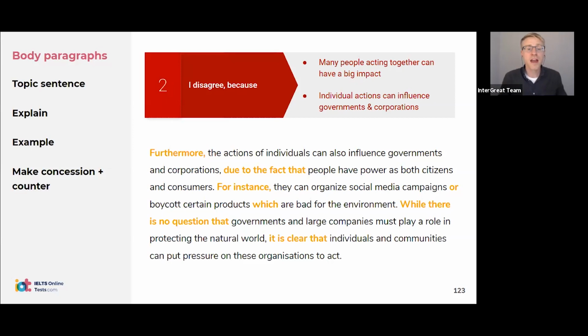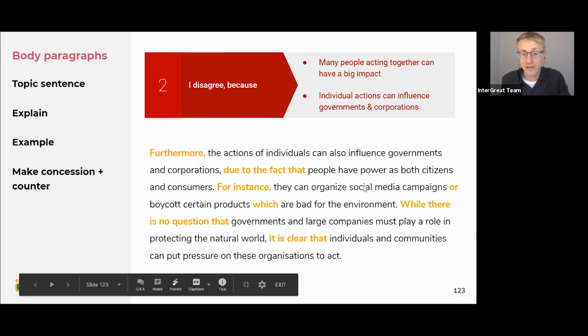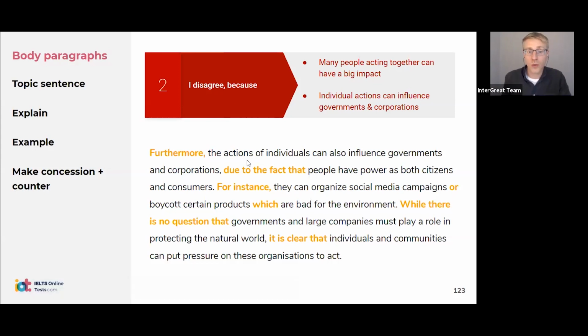So this is just a nice way to summarize your main point and to show awareness of the other point of view as well by making a concession using while or although, and then countering that concession by giving your own point of view. Okay, so I hope that's a bit more clear for you. All right, we will look now at the conclusion, and then we'll get through that quite quickly, so we'll have a bit of time at the end for some of your questions.